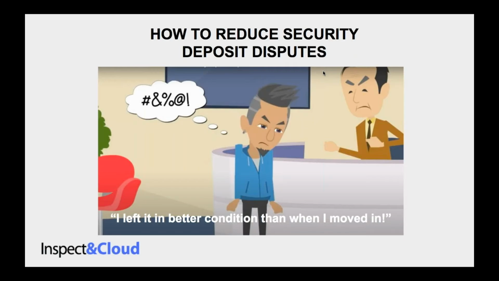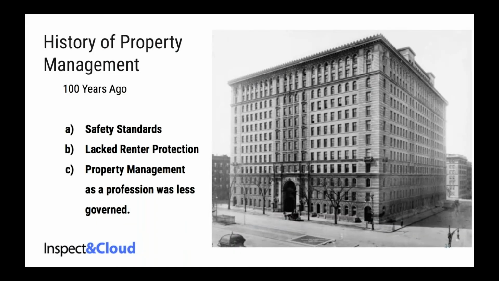And so in order to look at what has changed, we want to look back. So 100 years ago, property management was obviously much different than it is today. Safety standards were not the same. Renters lacked protection, and the industry as a whole was much less governed. And so this is a picture of the Antwerp building. It was completed in 1908. It's still standing today, actively in New York City.